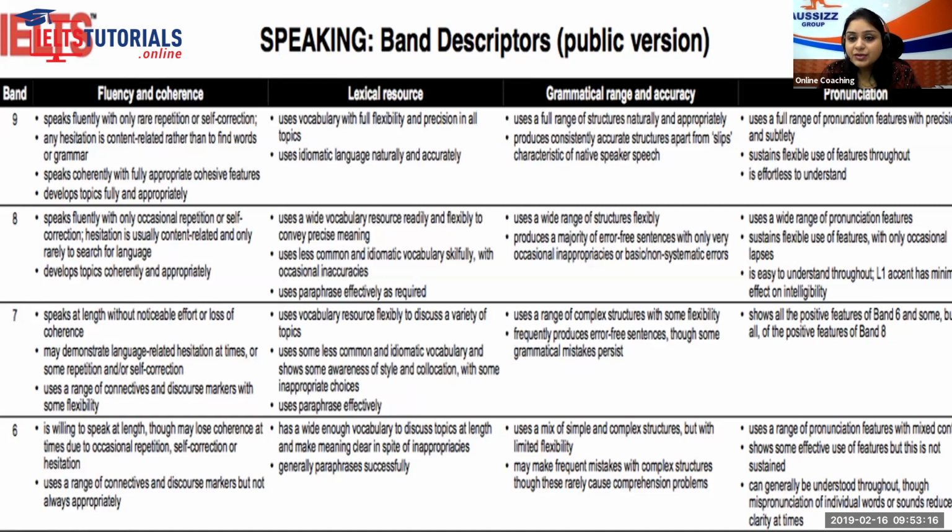Talking about pronunciation, it is very important. For example, in 6 bands, it's mentioned that you use a range of pronunciation features with mixed control, show some effective use of features, but do not sustain it. So pronunciation actually gives you a good band. If you're using a wide range of pronunciation features, and you sustain flexible use of features with only occasional lapses, and you are easy to understand throughout the whole conversation, it will give you good bands.